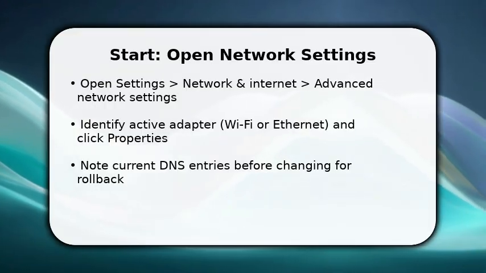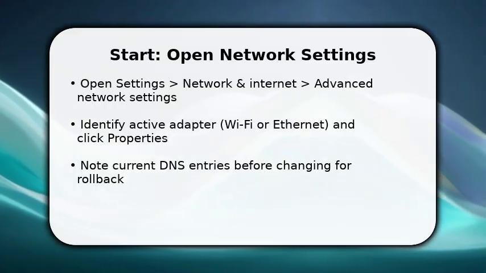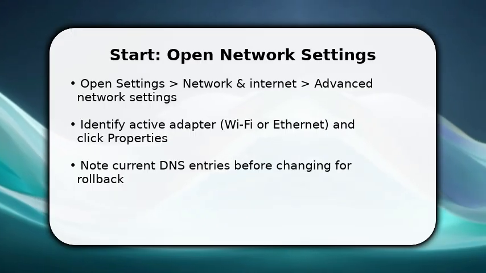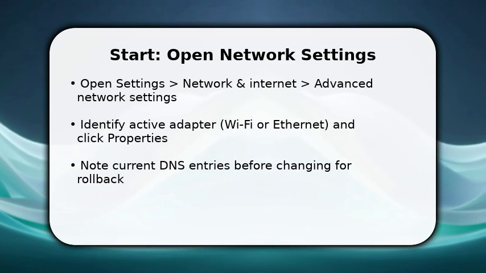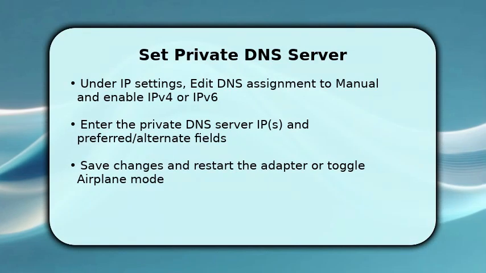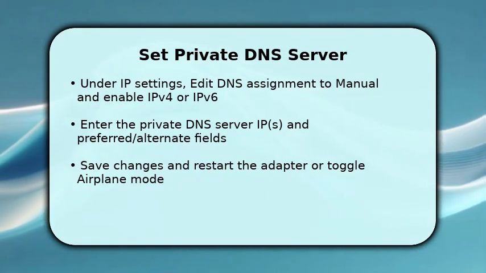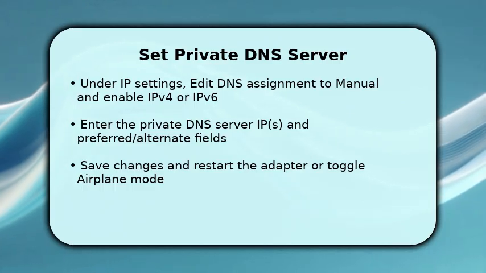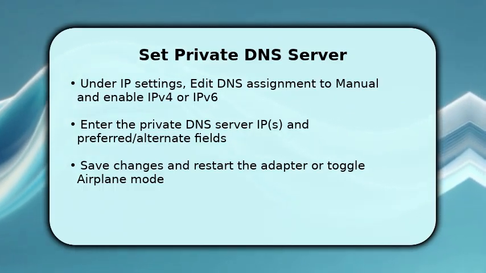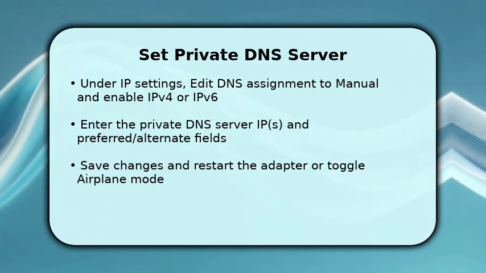You're performing these steps now because changing the wrong adapter won't affect your connection. Proceed only on the adapter carrying your traffic to set private DNS correctly. Once the adapter properties are open, edit IP settings and switch DNS assignment to manual so you can enter addresses. Choose IPv4 or IPv6 depending on your provider.